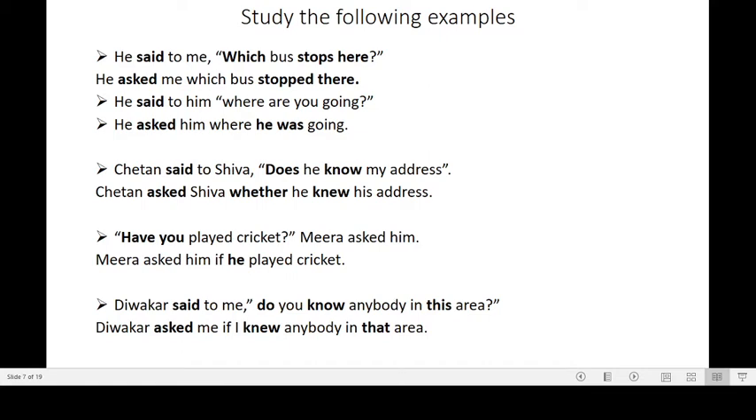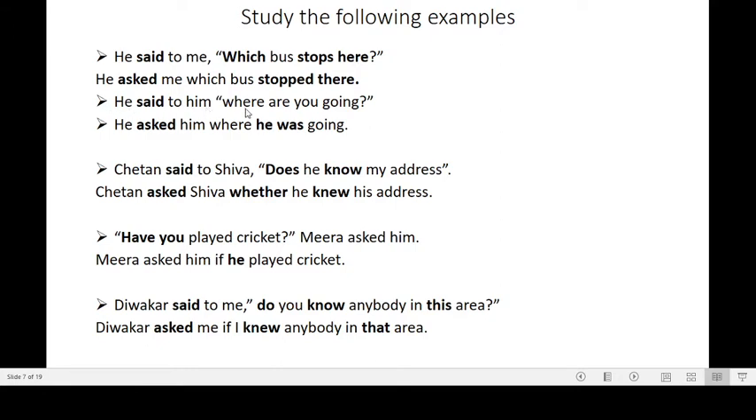Now let's look at these examples. He said to me, "Which bus stops here?" Here, this is an interrogative sentence and this is a WH question because it is starting with "which", and here we have to use the reporting verb "asked" because it is a question type of sentence. "He asked me, which" is written here. "Bus" is also written there. And "stops" is in simple past tense, so it is changed into simple past, "stopped". "Here" becomes "there".